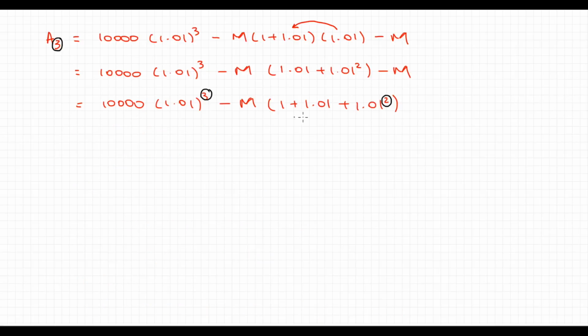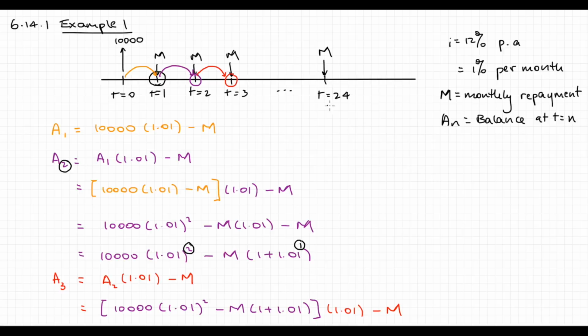Okay, so now if I come back to A3, what this pattern essentially is telling me is I can take this and generalize it further. And what I'm going to generalize this to is A24, because t equals 24 is when I want the loan to be paid off. So I want to know what A24 is as an expression, because I want A24 to turn out to be equal to 0, right?